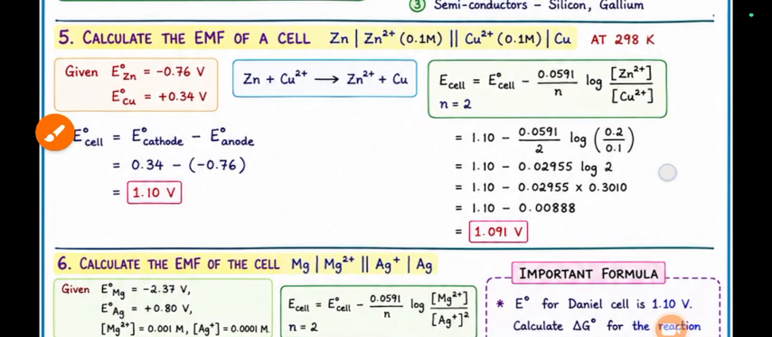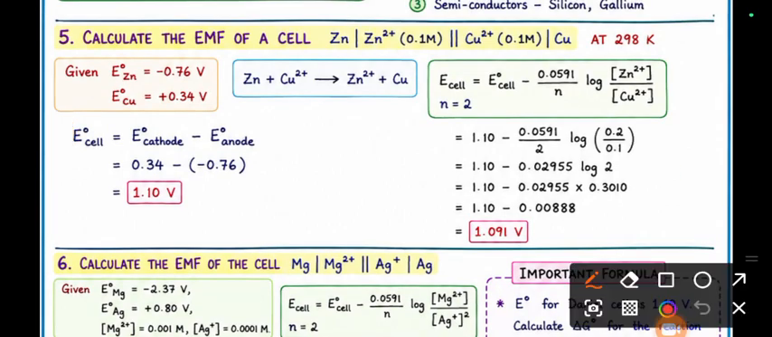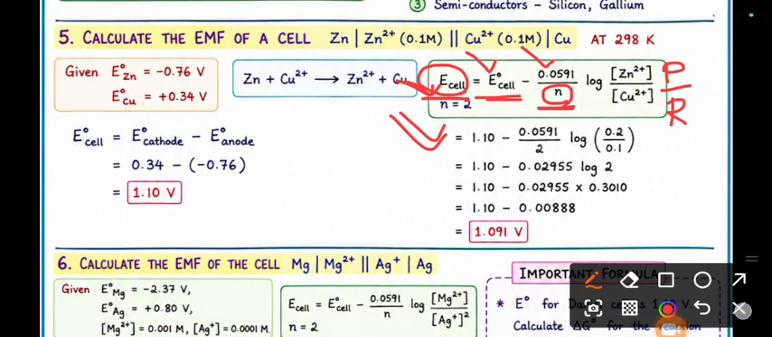Next, if you come to the numerical section of this chapter, Nernst's equation is very important. This is a Nernst's equation, and its equation is electrode potential of the cell, nothing but EMF of the cell, is equal to standard electrode potential of the cell, E naught cell, minus 0.0591 divided by N. N is the number of electrons involving in either oxidation or reduction. Log of concentration of product ion divided by concentration of reactant ion. This is Nernst's equation. Based on this, we have 2 numericals here.